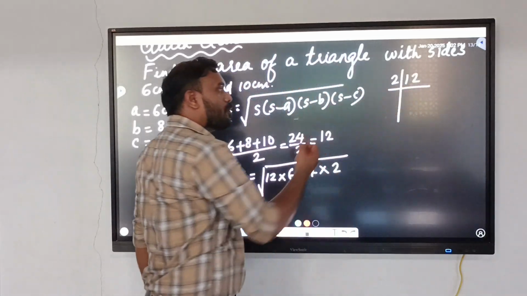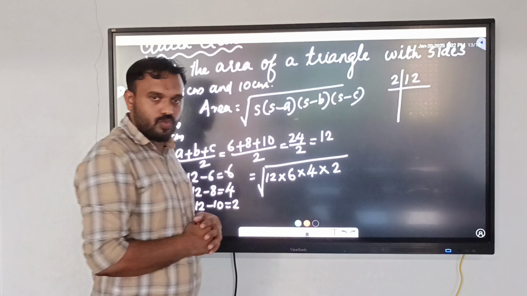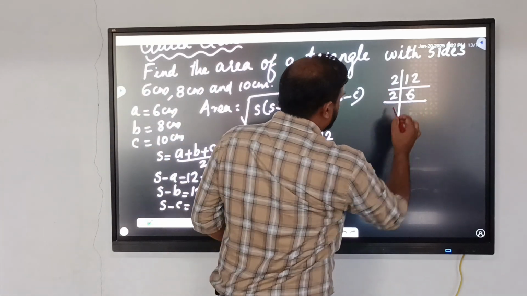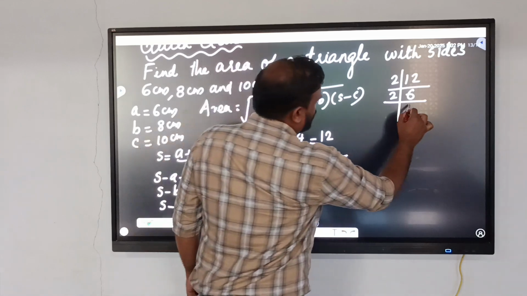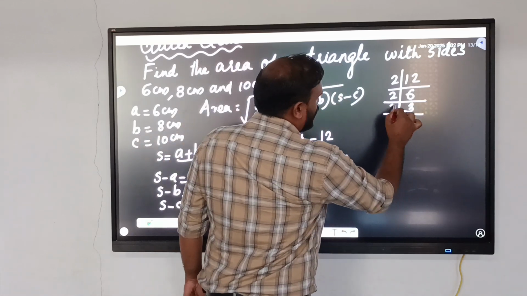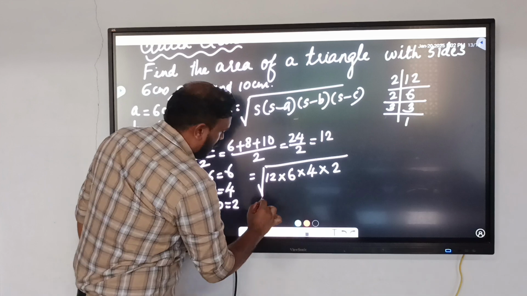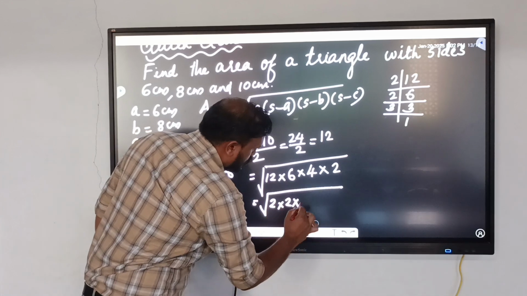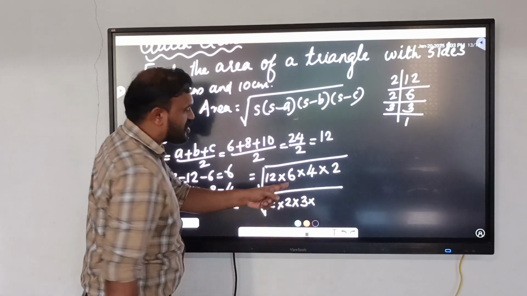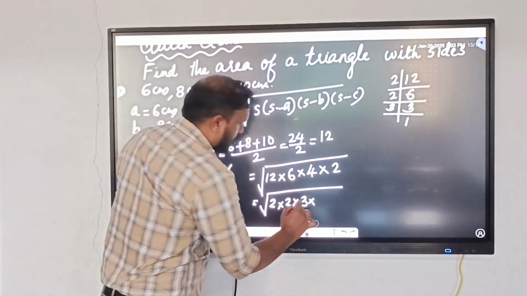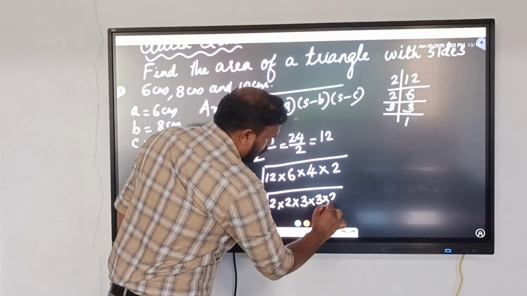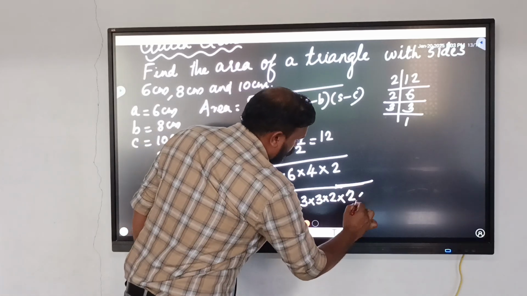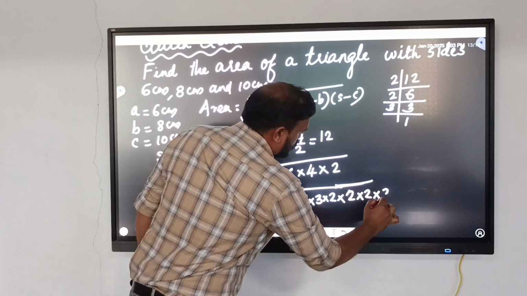This is an even number, so we can factorize it by 2. So 12 by 2, what is the value? 6. Again it is divisible by 2. So 6 by 2 will be 3 finally. So we can express 12 as 2 into 2 into 3. The next, 6, is very simple: 3 into 2 or 2 into 3. Again 4, 2 into 2, and finally this 2.